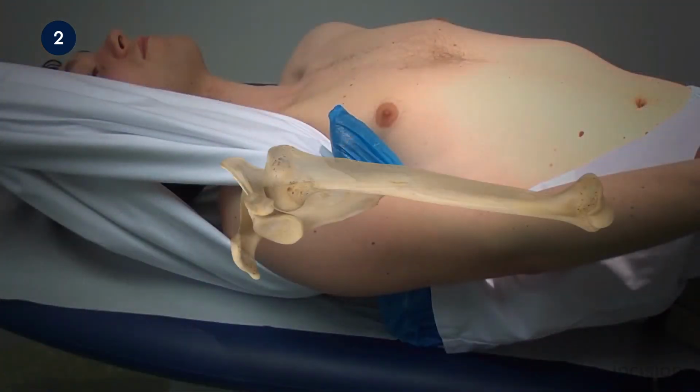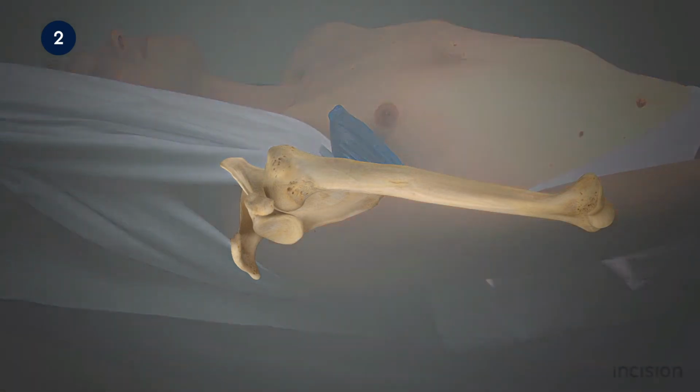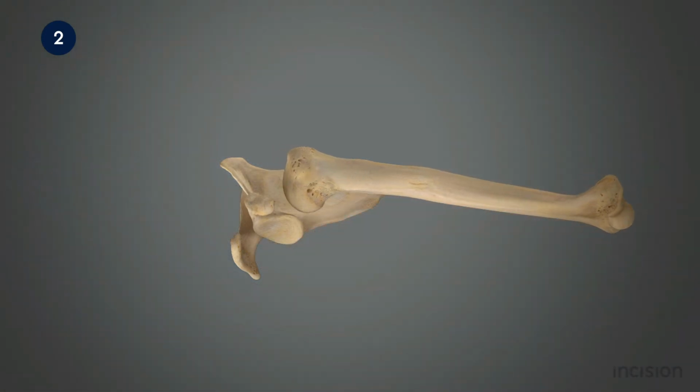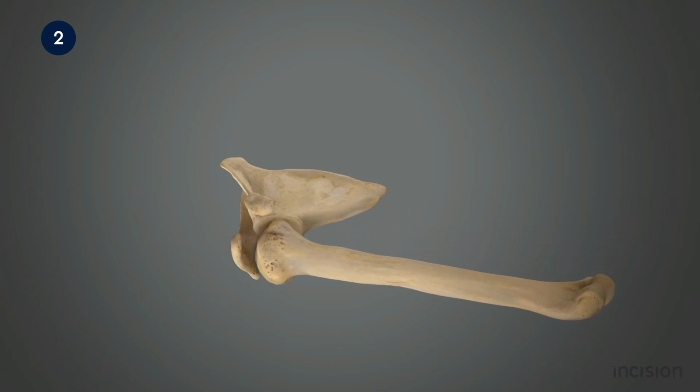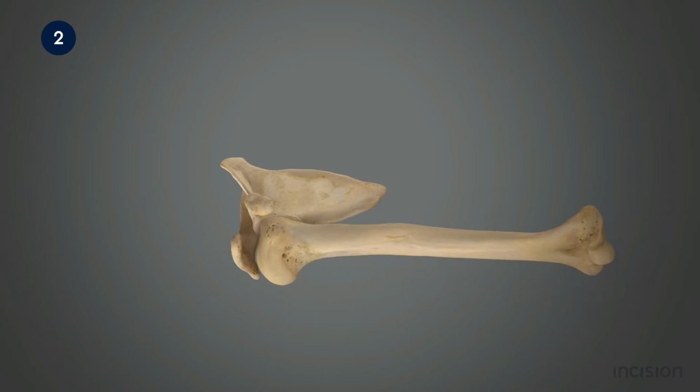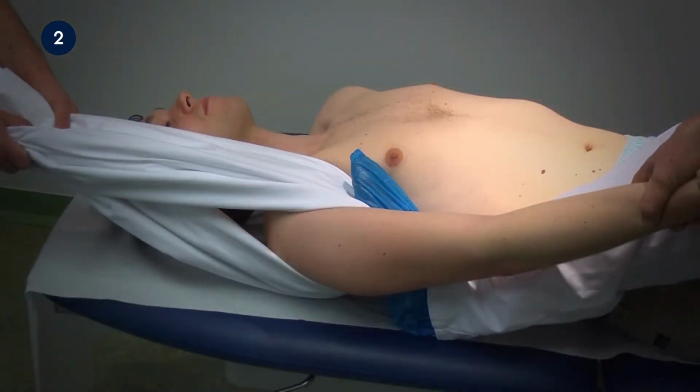And again, using an animation. Note that the head of the humerus is moved caudally. The arm is externally rotated, and the shoulder is reduced. A typical palpable and audible clunk can be felt and heard on reduction.